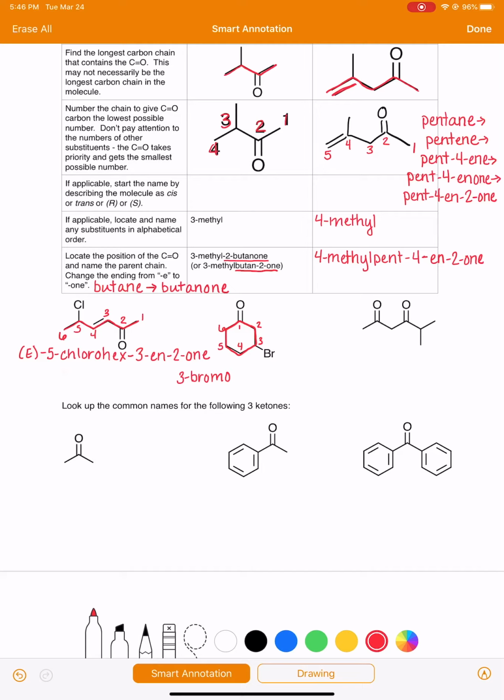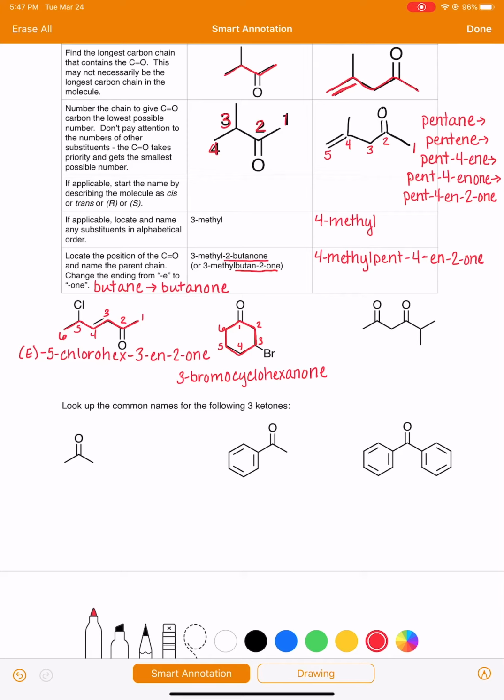This is a cyclohexane. With a ketone, so we're going to call it cyclohexane, drop the E, one. And like in the case with cyclics, when your high priority functional group is on carbon number 1, you don't need to say that it's on carbon number 1. It's understood that it's on carbon number 1. So we don't have to say 3-bromo, cyclohexane, 1-one. We all know that the one is on carbon number 1.